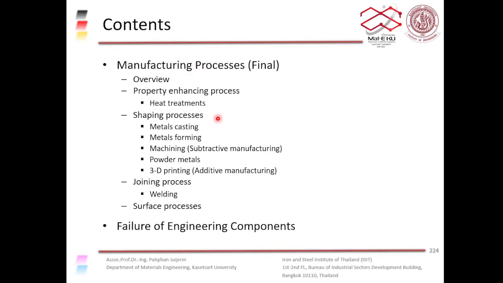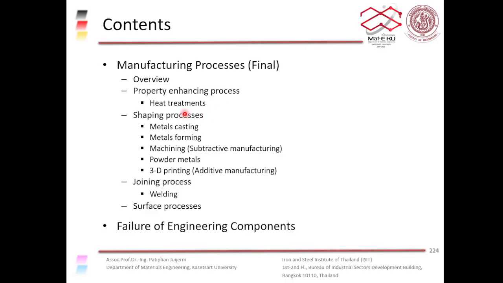These are all the topics that we're going to cover for the final exam, right? So we will start off with the overview of the stuff we're going to look at, and then we'll look at the properties and enhancing process like heat treatments, like the process that we can use to improve properties of metals like steel, right?